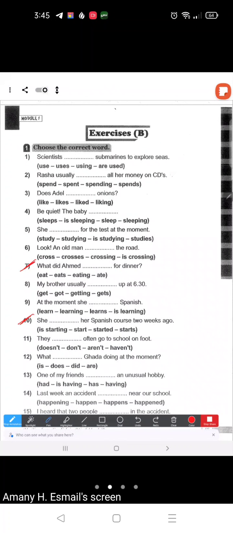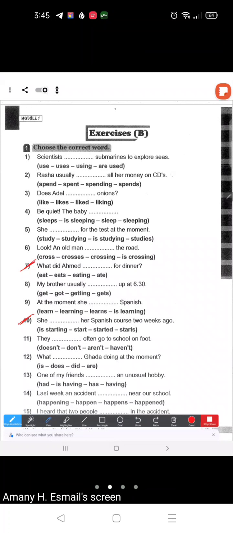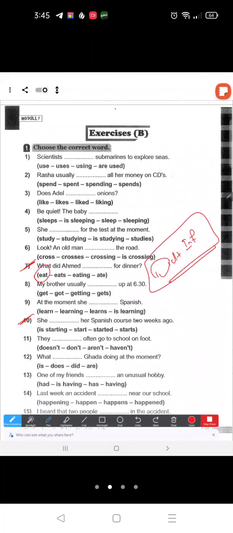Who could answer number seven? What did Ahmed eat for dinner? Eat. Excellent. Because I told you that after that, we must use the infinitive form of the verb. Okay, let's move to number 10.